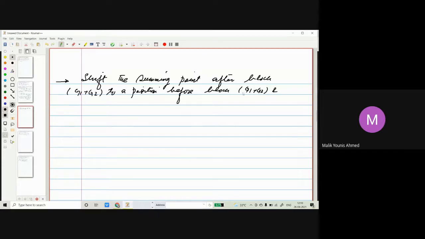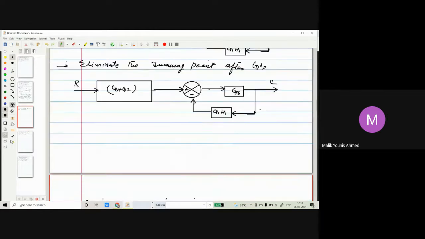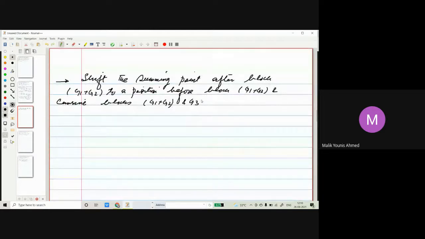And you can also combine blocks. Combine blocks G1 plus G2 and G3. This you can do in one step. So I will do that. Then I will shift the summing point.